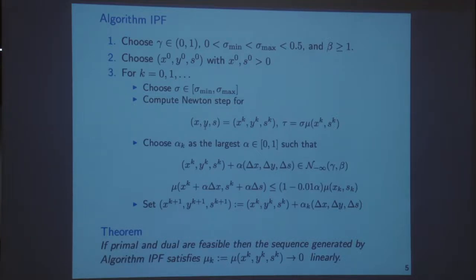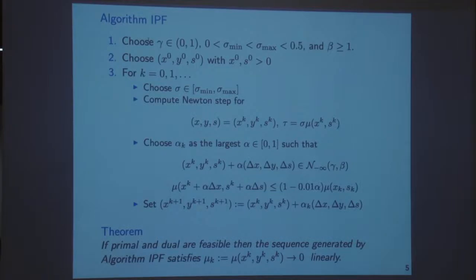Okay? Now, in practice, you would do something that is even a little more hacked version of this. You wouldn't even worry about the neighborhoods. You would just ensure that the step length, you would take a very aggressive step length, almost 1, ensuring that your x and s remain positive.